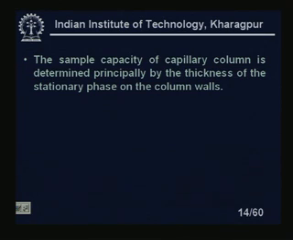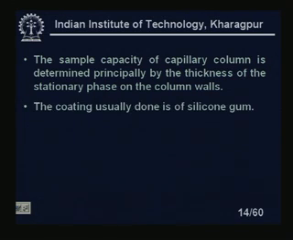The sample capacity of a capillary column is determined principally by the thickness of the stationary phase on the column walls. The coating usually done is of silicone gum.